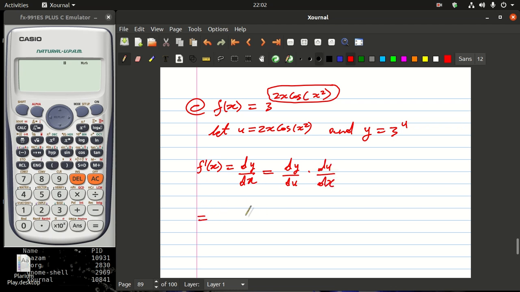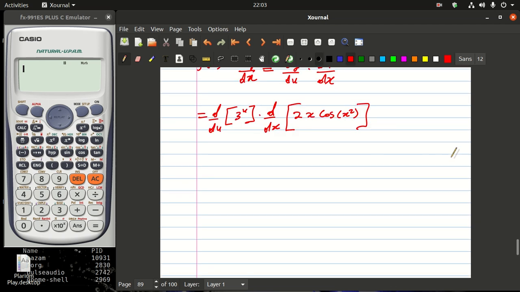And of course you can see that I have du, and then my y is going to be 3u, and then times d dx. And then now my u is going to be 2x times cosine of x squared. And then of course you can see that we're actually having something a little bit nicer here, that I have a u and a u, so the derivative of this is always going to be 3 to the power u times ln of this constant here.